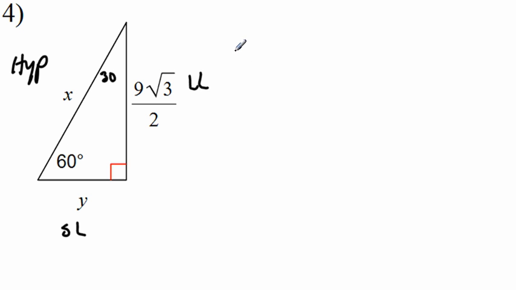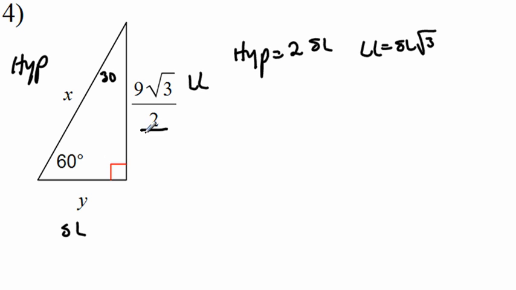In a 30, 60, 90 triangle, we learned that the hypotenuse is equal to 2 times the short leg, and the long leg is equal to the short leg times root 3. When I look at this problem, I see that I have the long leg. So this first formula isn't going to help me because it has the hypotenuse and short leg. In order to get the hypotenuse, I have to first find the short leg. So I'm going to use this formula over here. I know that 9 root 3 over 2 equals the short leg, which is y times root 3.